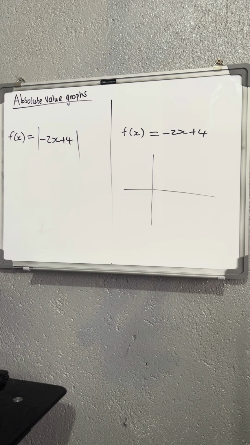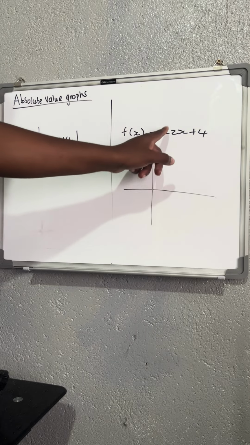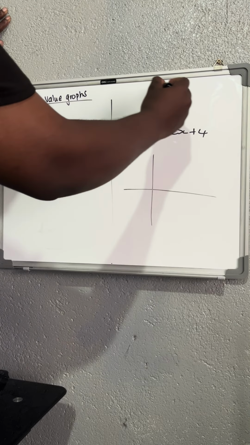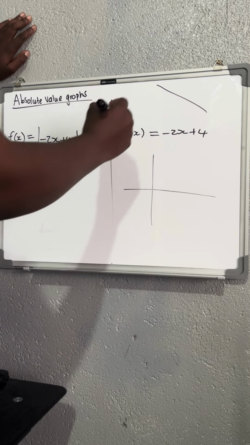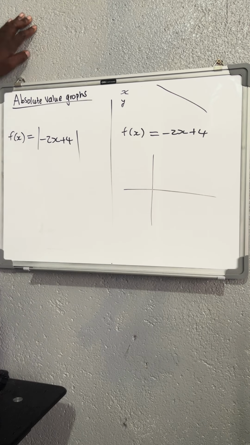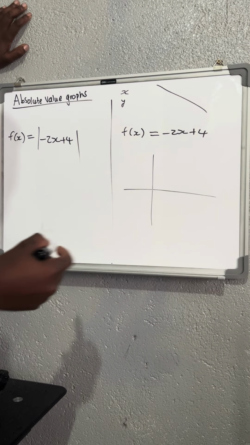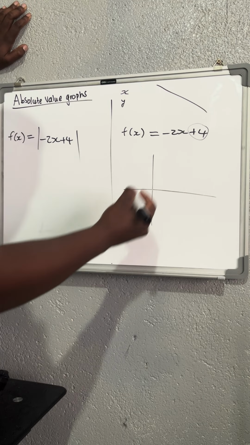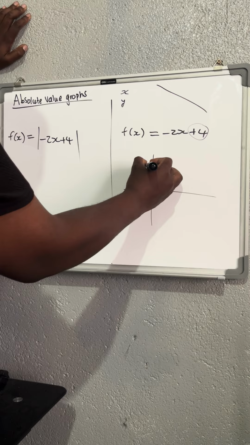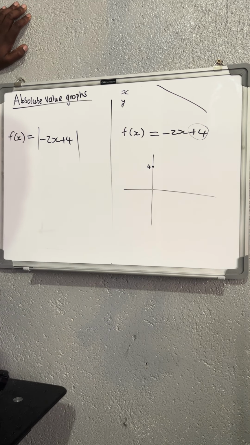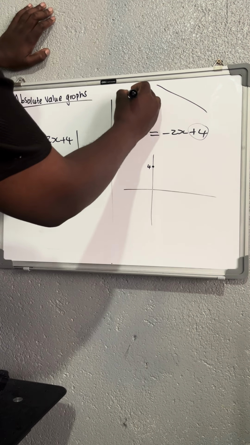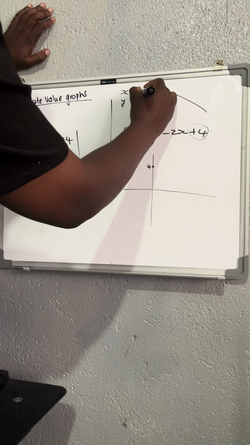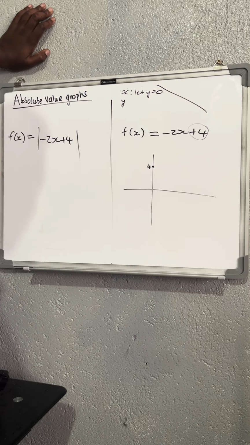If it's a linear, what do we check again? We check the slope. The slope is negative. It means it has to be a graph that looks like this. So what else? We solve the x and y values. We know this 4 is going to be our y, so here we have our 4. Then how do we solve our x? When we're solving the x values, we let the y be equal to 0.